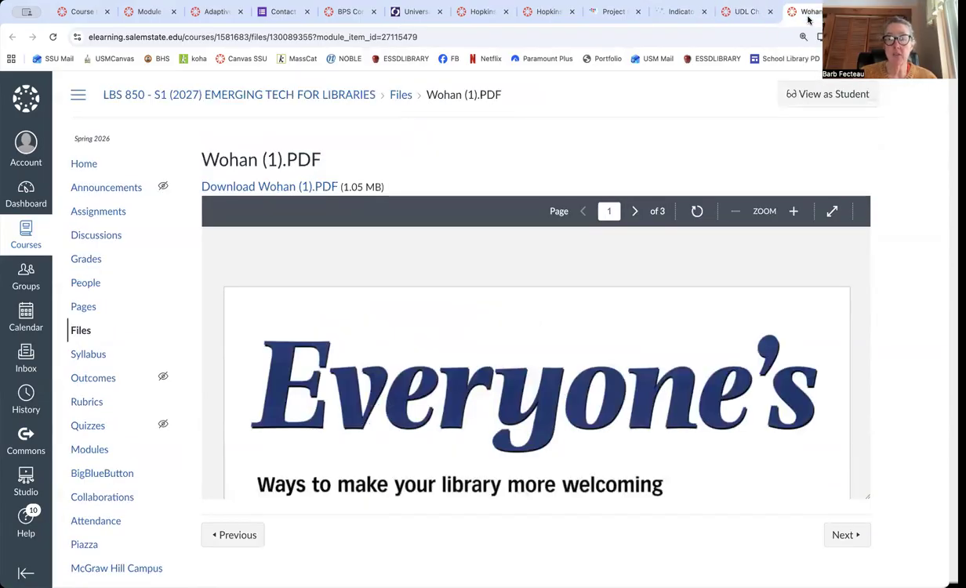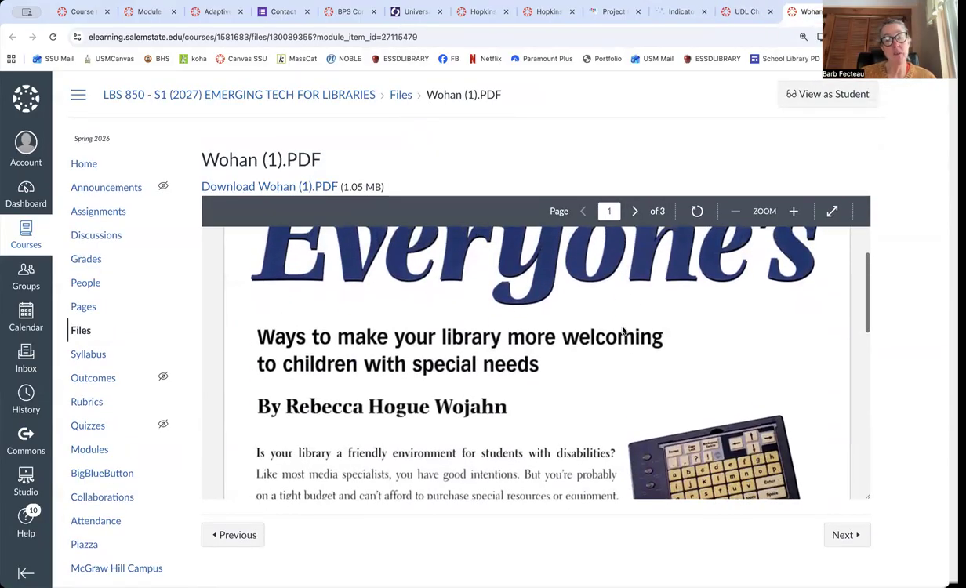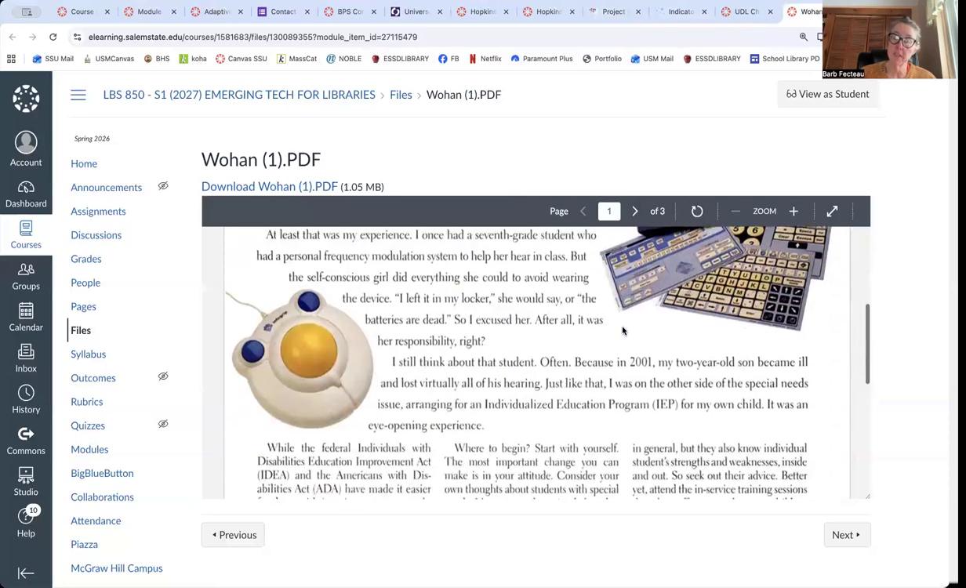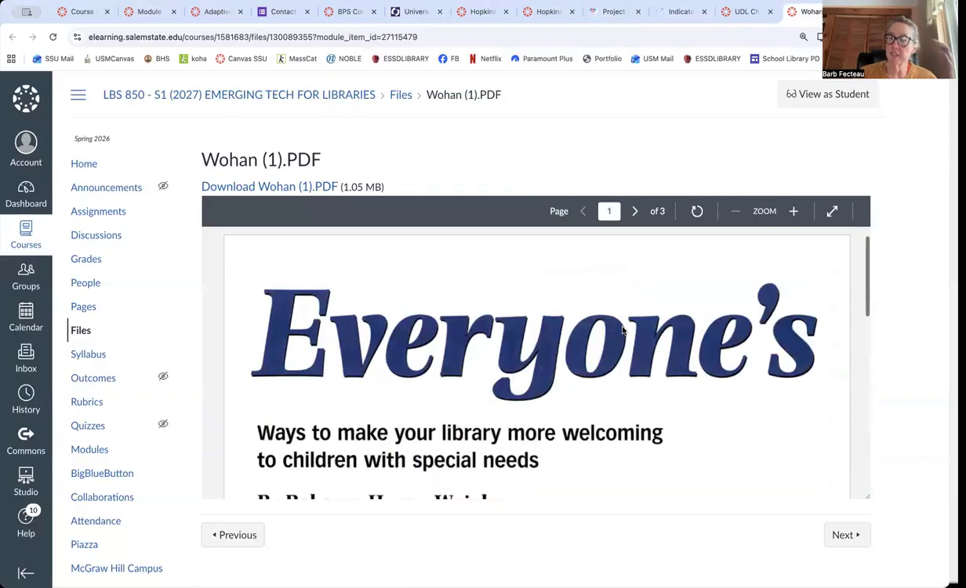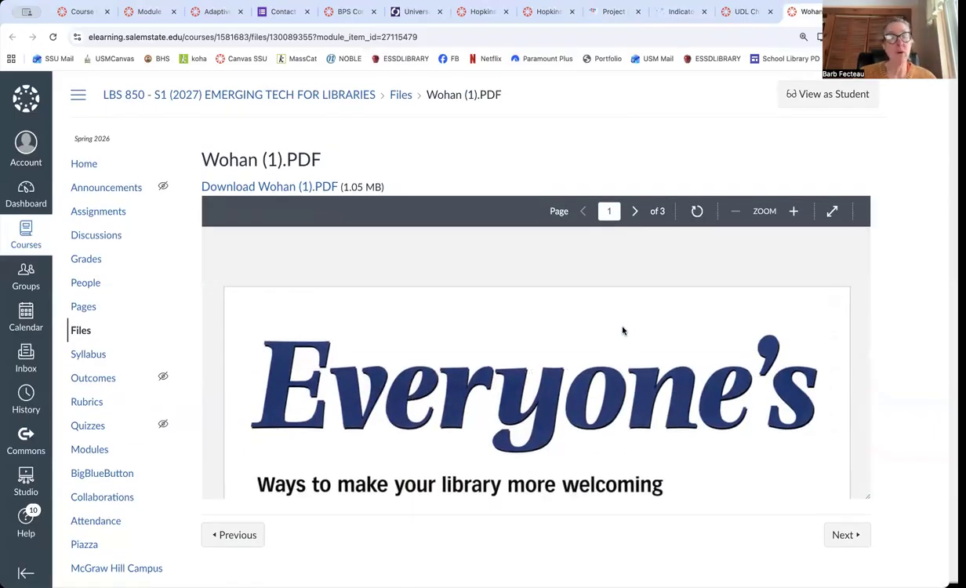And then the last thing here is Everybody's Welcome, ways to make your library more welcoming to students with special needs. It's just, everyone's invited. And it's just a nice look at how we make our libraries more welcoming.